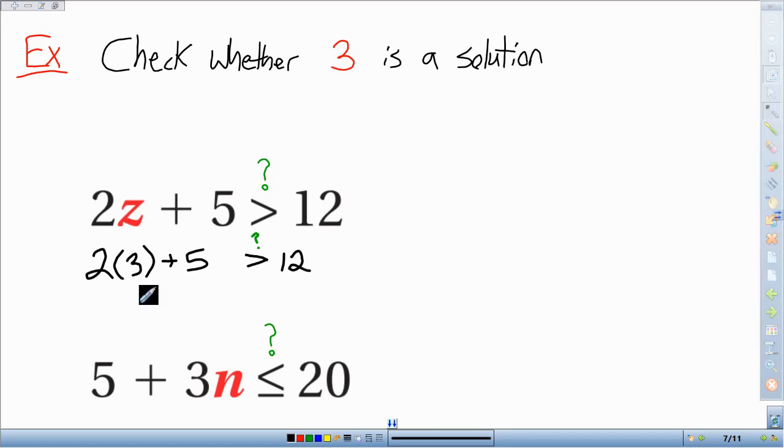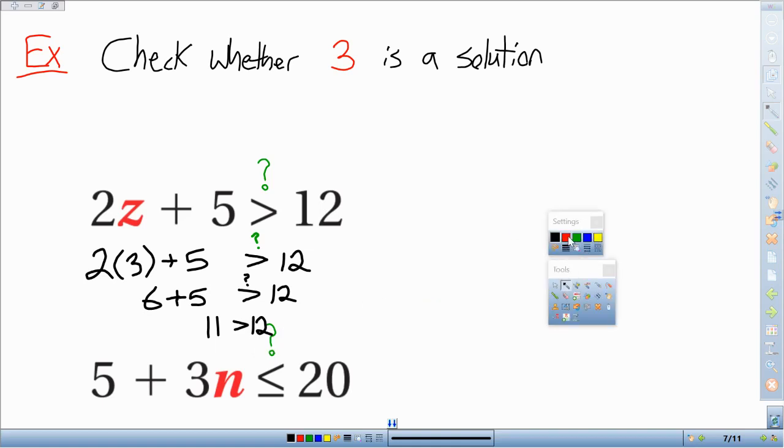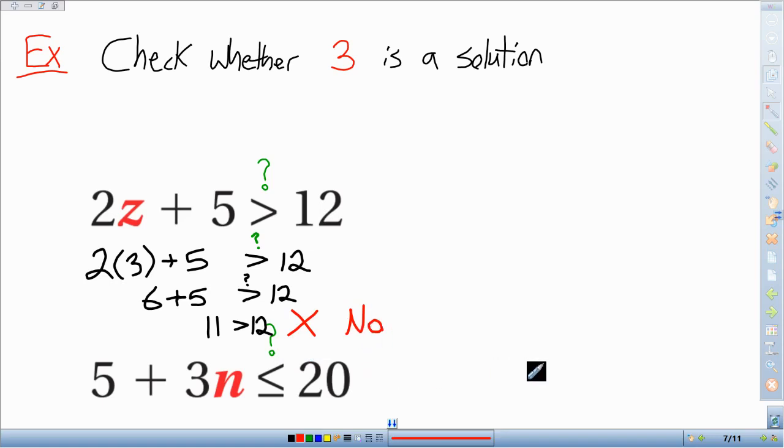2 times 3, we're getting a 6 plus 5. Okay, so the question is 6 plus 5 greater than 12? Well, we know 6 plus 5 is 11. And is 11 greater than 12? No, it is not. Okay, so again, if you want to put a big old X there, or no, that works. Maybe no makes sense because if you don't have different colors, X sometimes we use as a variable. So no, I kind of like that a little better.